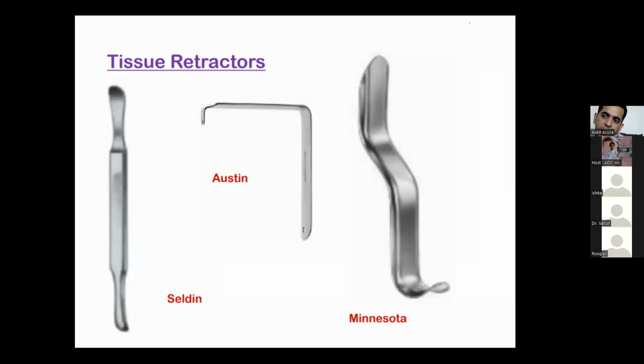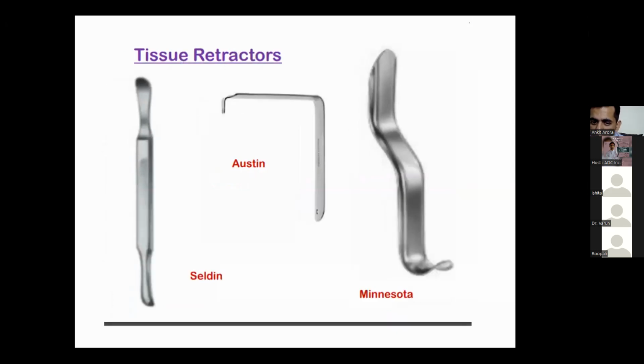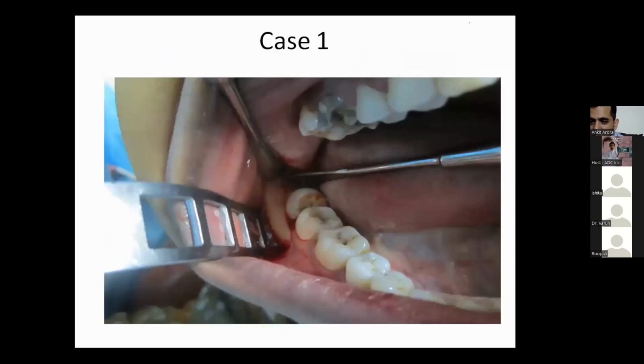Basically, 3 retractors are there: Seldin, Austin and Minnesota. I basically prefer the Austin retractor, and in that there are also three types of retractor. The one with the margins free and a gap between the teeth, so that it allows the tissue to go in between, and the Minnesota retractor. So this is how it looks. You can see here.